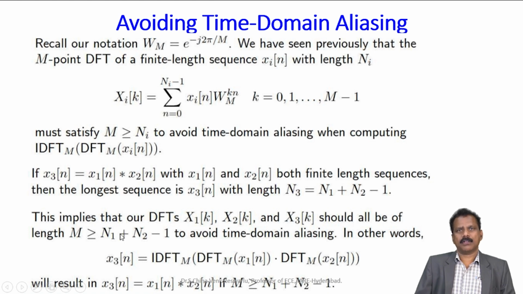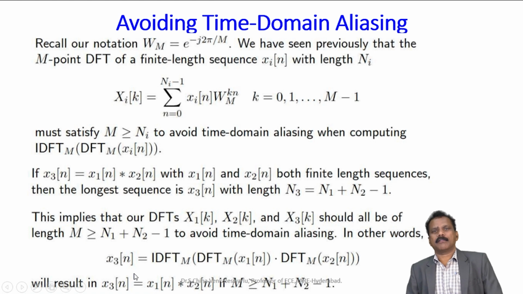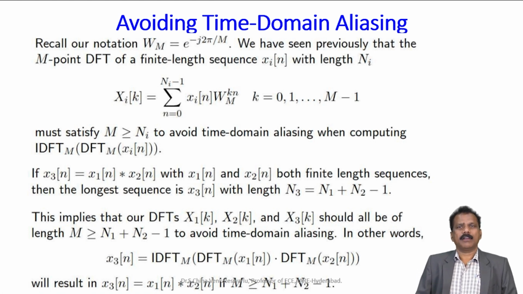Using all these notations and mathematical expressions, we must satisfy M greater than or equal to N1 plus N2 minus 1 to avoid time domain aliasing when computing the inverse discrete Fourier transform. Like this, we have to recalculate all these points, and verify that the final result is x3 of n equal to x1 of n convolved with x2 of n, if capital M is greater than or equal to N1 plus N2 minus 1.